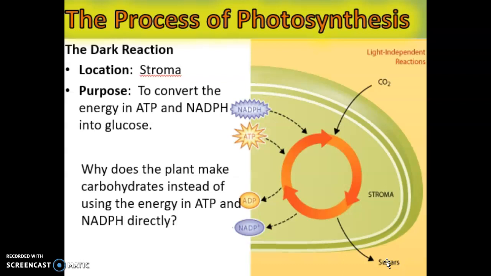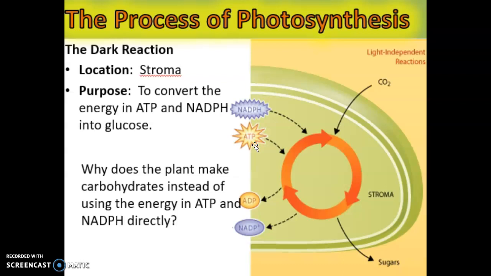Now, if you know anything about the next steps in this process, during cellular respiration, the plant is eventually going to take this glucose and convert it back into ATP when the cell needs to do work, because cells run off of a molecule called ATP. So it begs the question, why are the dark reactions even necessary? If the light reaction makes ATP directly, why have the dark reaction convert ATP into glucose just so that later glucose can be converted back into ATP when you actually need to do work?